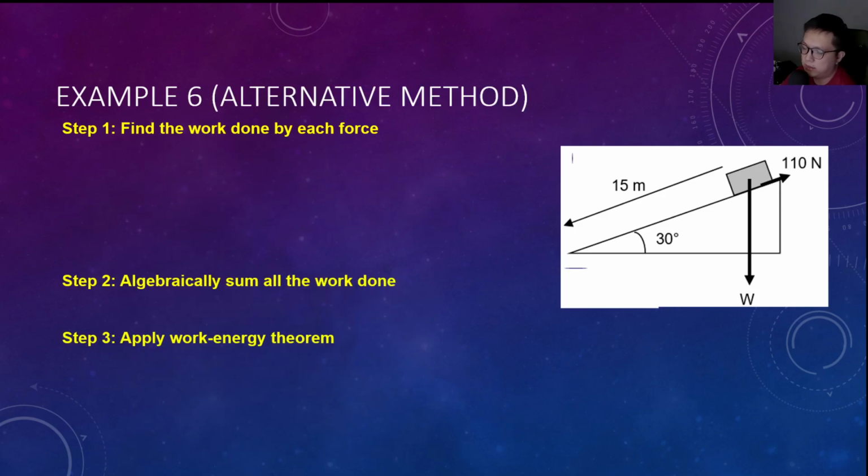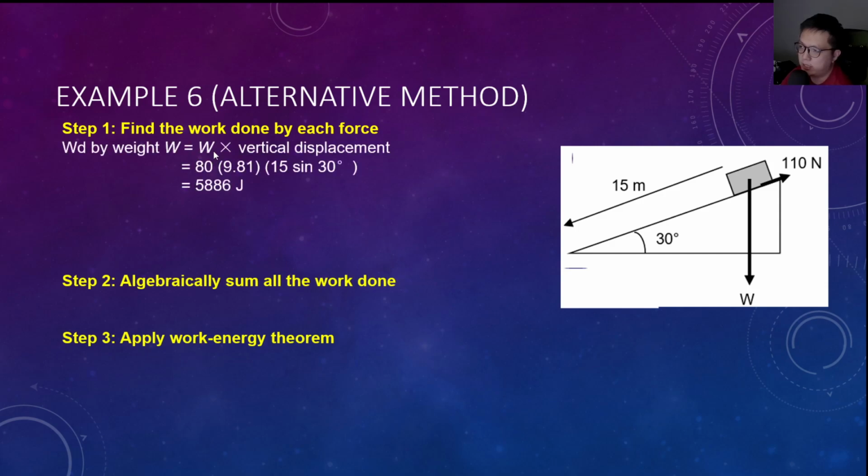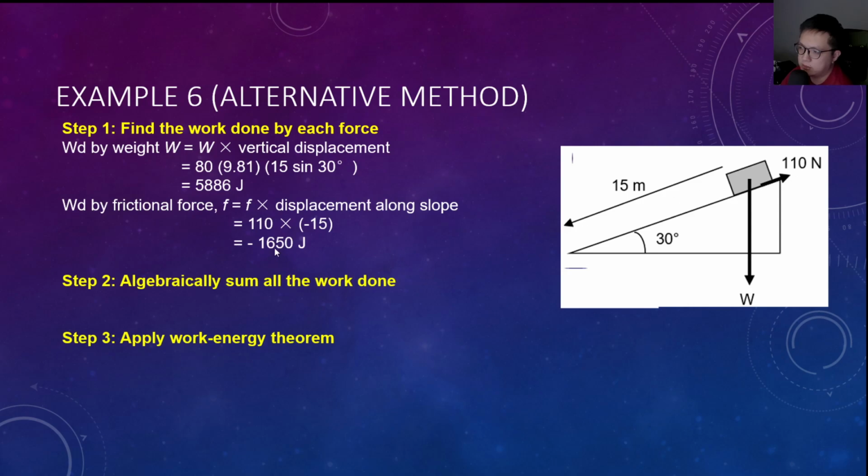First we find the work done by each force. We know that the box has slid down by 15 meters. I can also find the height that it has dropped by, which is 15 sine 30. Work done by the weight is weight times vertical displacement. Weight is acting downwards, so I just need the displacement of the box in this direction, which is 15 sine 30 degrees. So I get 5886 joules. Next I'll find the work done by the frictional force. Friction is acting up the slope, movement is down the slope, so 110 times negative 15, which is negative 1650 joules.